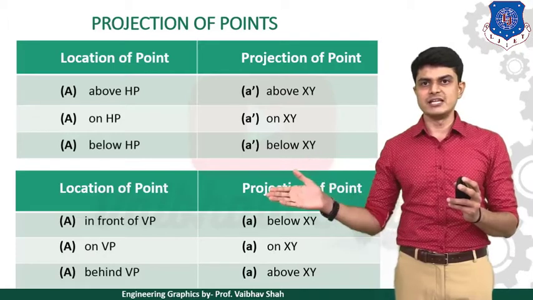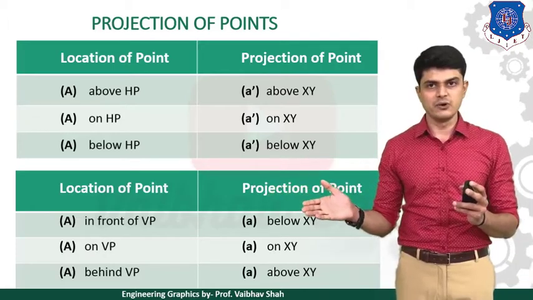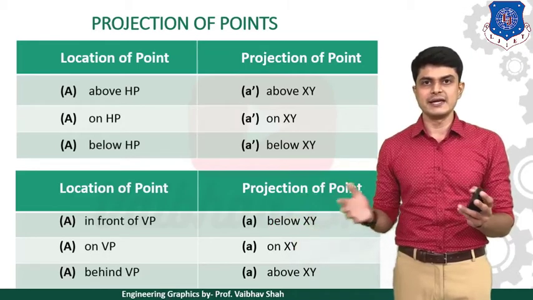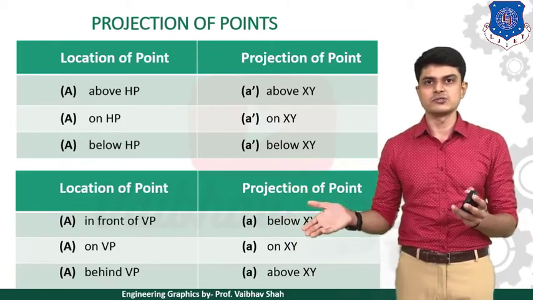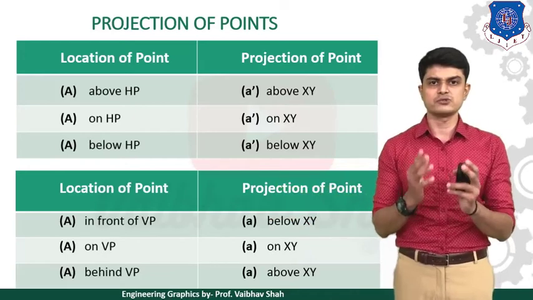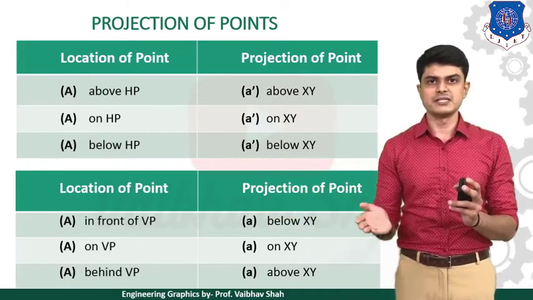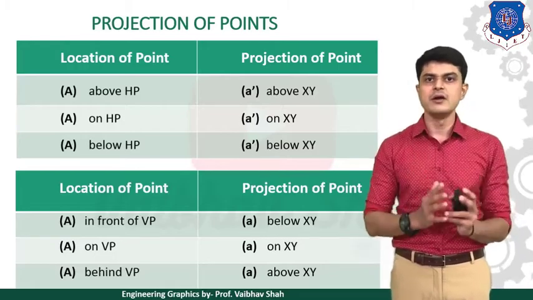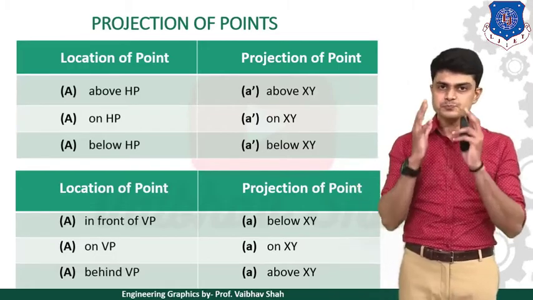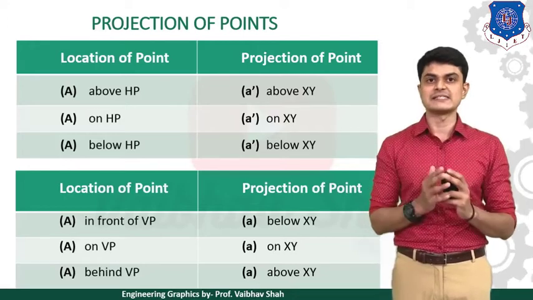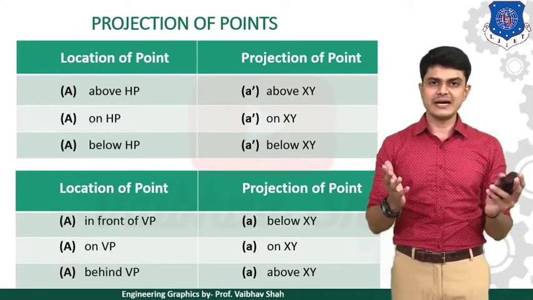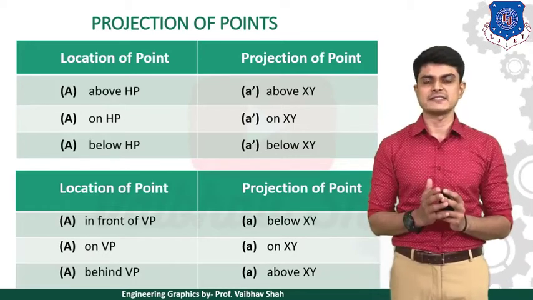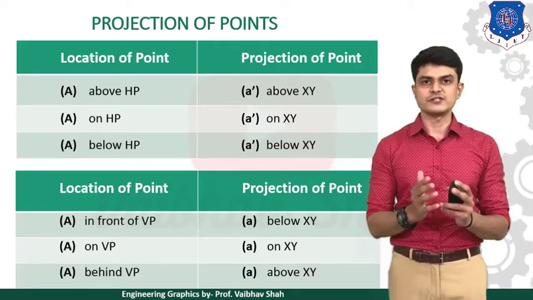First, if it is in front of VP, then your answer would be below. And second, if it is behind VP, then your answer would be above. And here, as you can see, on VP is also on the XY line, so you need not remember that. What you need to remember is this first one and this second one. These are the two things you need to remember. After remembering this table, you can solve any of the examples within the notepad. So now, by keeping this table in mind, let us begin our very first example based on projection of points.